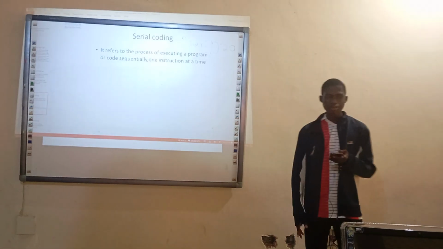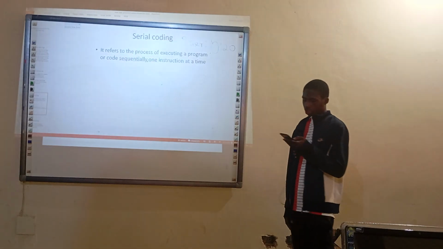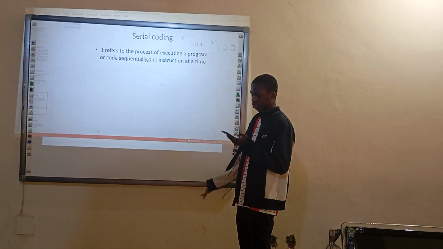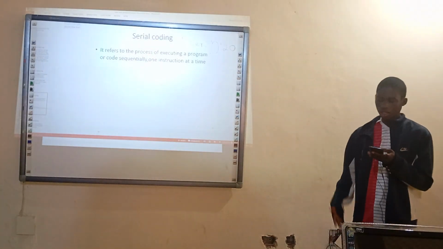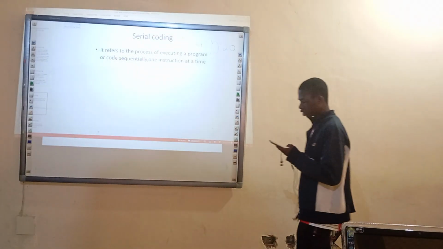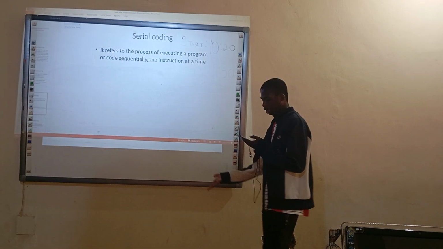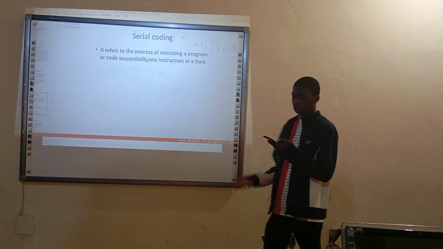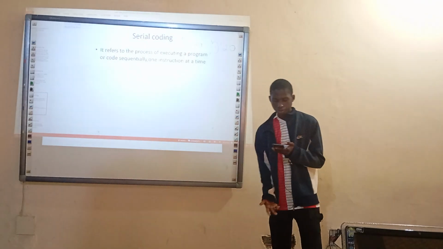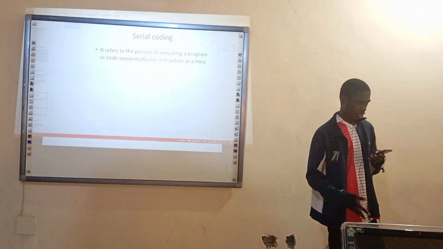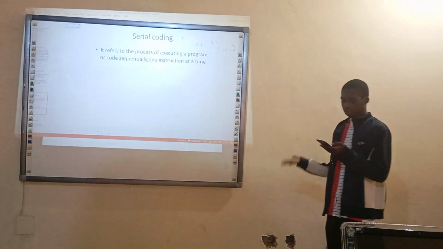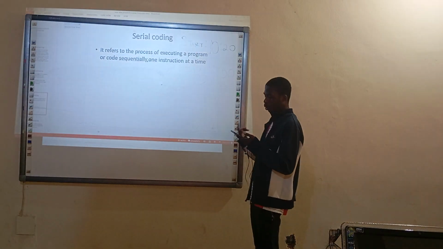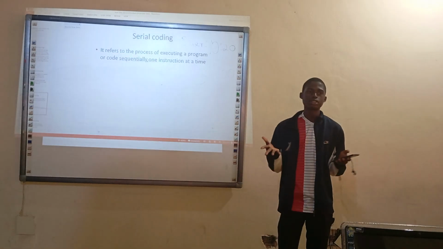One disadvantage is limited scalability. It can become a bottleneck as problem sizes increase, with inefficient use of resources, long execution time, and so on and so forth. Then what are the applications? It is suitable for small scale problems that don't require massive computational resources, prototyping and educational purposes. That is, serial code is often taught in introductory programming courses due to its simplicity.